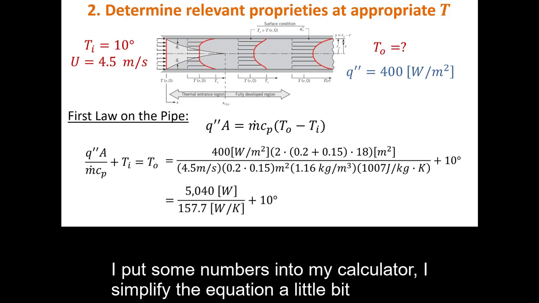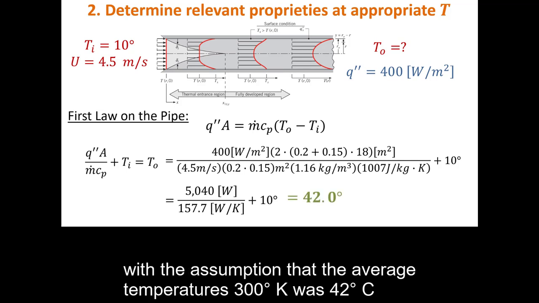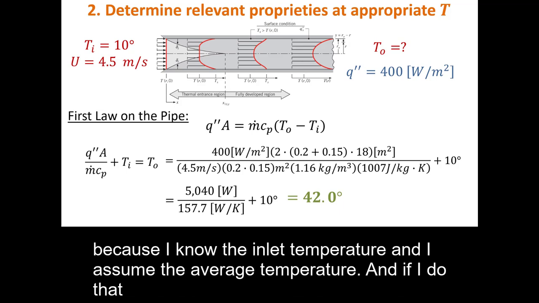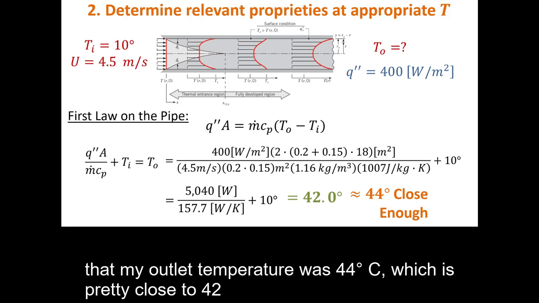I put some numbers into my calculator, I simplify the equation a little bit, and I find that the outlet temperature, with the assumption that the average temperature is 300 degrees, was 42 degrees. Now I can also find that average temperature because I know the inlet temperature and I assumed the average temperature. If I do that, I find that my outlet temperature was 44 degrees Celsius, which is pretty close to 42.